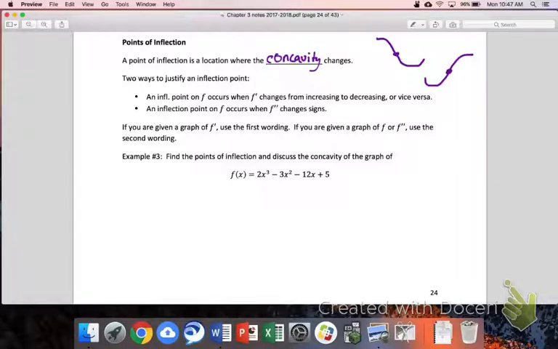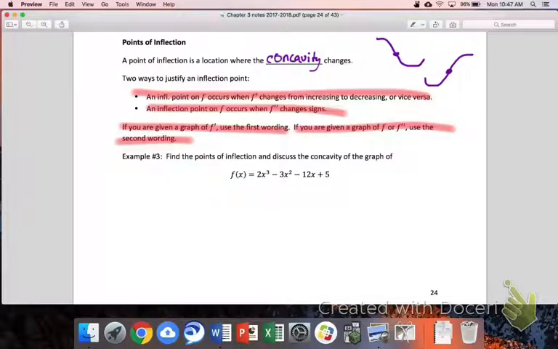Okay, so one of these we've already looked at in the past. We're going to look at both of these here. An inflection point on f happens when f prime changes from increasing to decreasing or decreasing to increasing. Another way to think about it would be to say an inflection point on f occurs where f double prime changes signs. Both of these are very useful, but I think if you were given a graph of f, you should use the first wording. You don't have to, but I think that that's best. If you're given information about f or f double prime, then we're going to use that second wording.